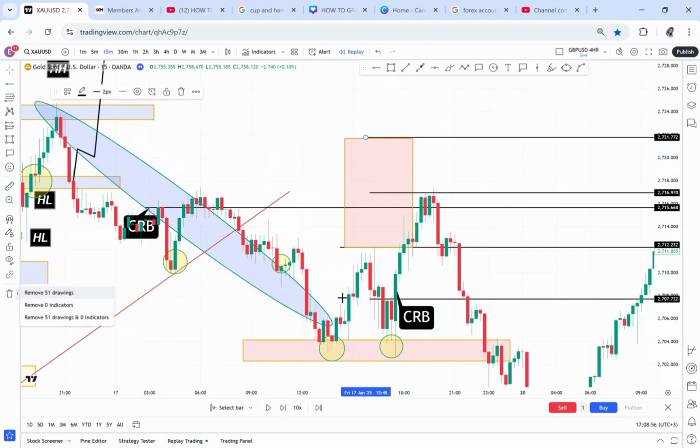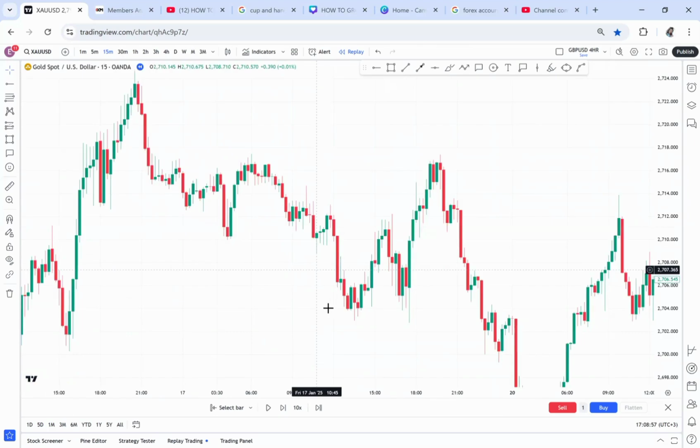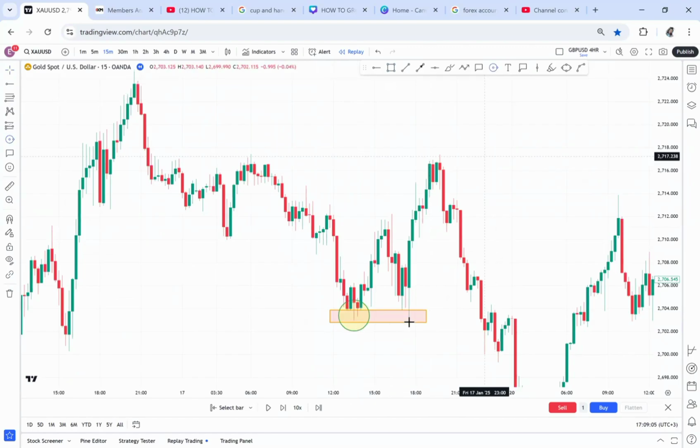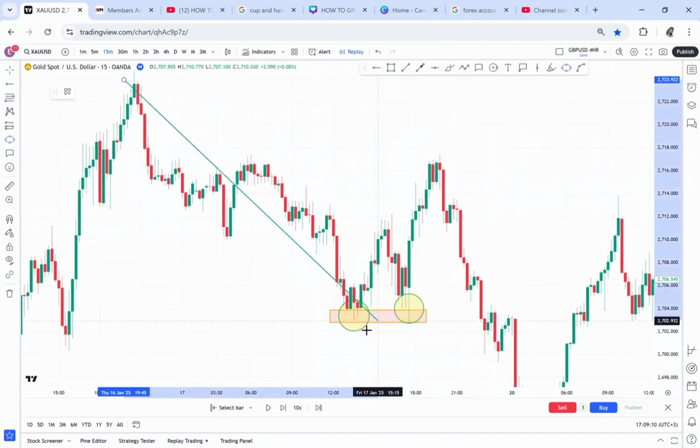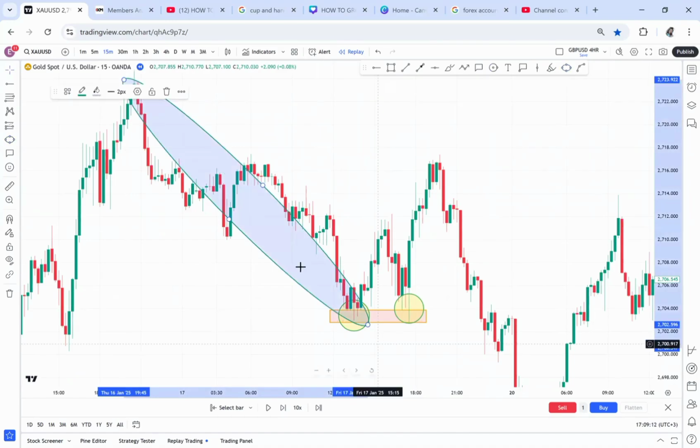I want to delete and then we do it again. So we had a double bottom on the same leg. And I hope now you understand what I mean by the same leg. So we had that double bottom on the same leg, where we are creating lower lows and lower highs, okay? So this is the same leg.